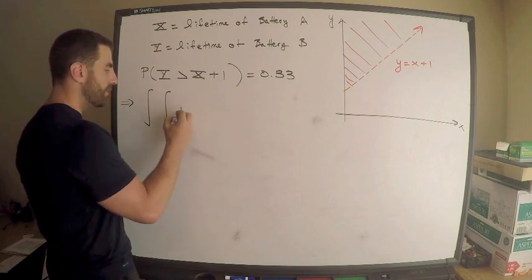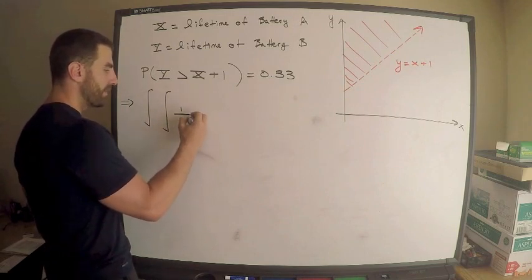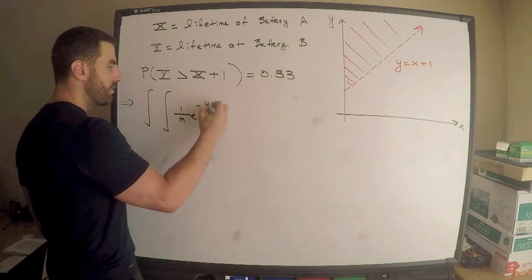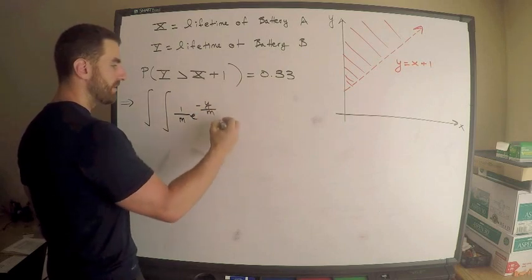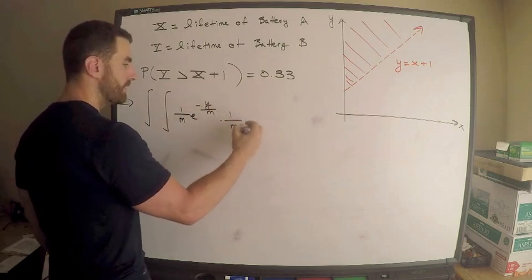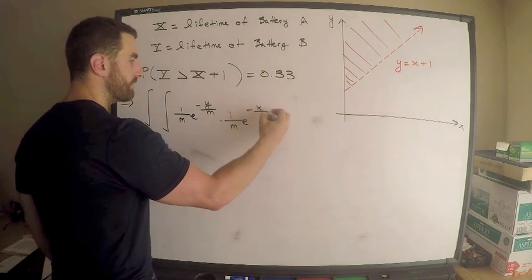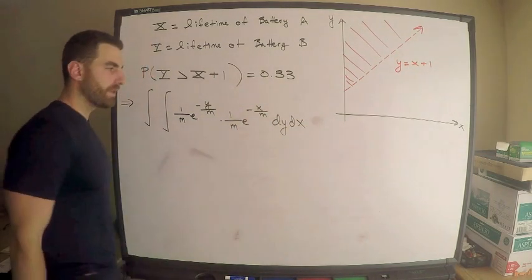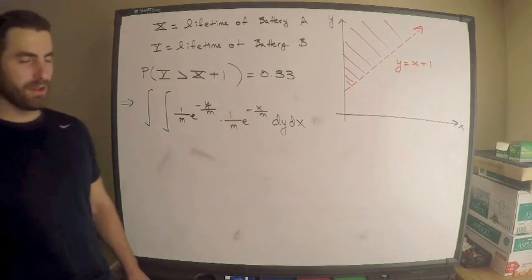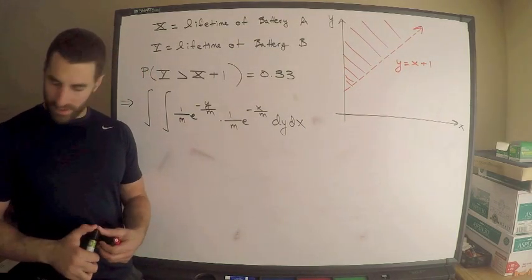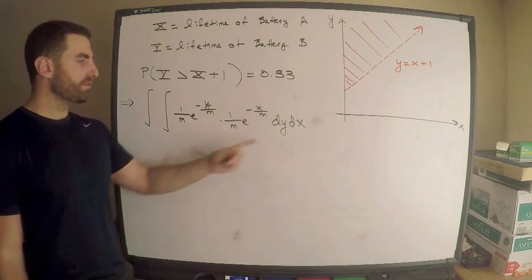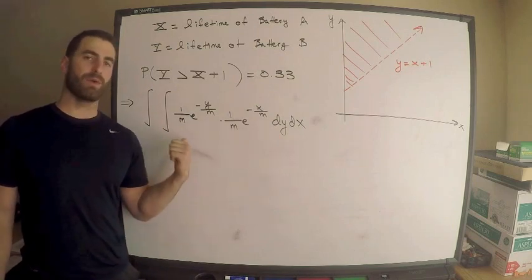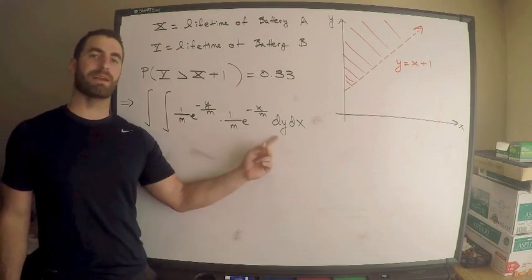So what I'm going to do is this. This is equal to, the integrand is 1 over m e to the negative y over m times 1 over m e to the negative x over m dy dx. Hopefully you're quite familiar with the double integral game. Since I've written it this way, you know automatically I'm integrating with respect to y first. I've already made a decision by writing dy dx.